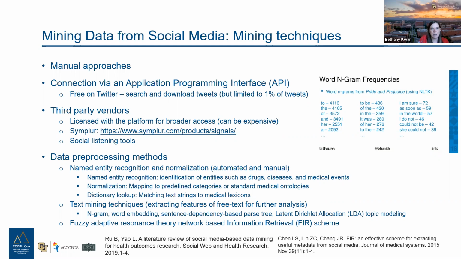And this n-gram, you can see an example of n-grams on the right-hand corner here. So the sequences of letters and words that come together. So how often in your data do you see the letters T and O next to each other? Well, in the book Pride and Prejudice, there's 4,116 instances of TO next to each other. How often do you see the text string "I am sure"? These are 3 words next to each other. Well, there's 72 instances of that. So you can start to get a sense of how people are using language.